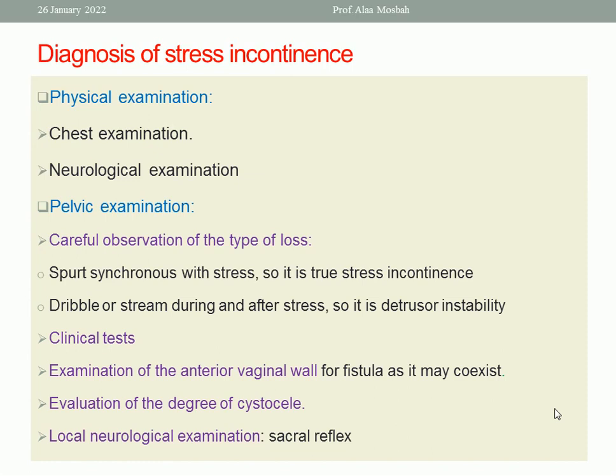Dribble or stream during and after stress denotes there is detrusor instability. Okay? To differentiate between both, some clinical tests may be needed, like Pony's test, Yusuf test, holding test and so on, and we will discuss them later on. Examine the anterior vaginal wall and try to exclude the presence of an associated fistula. Evaluate the degree of cystocele in cases with pelvic organ prolapse. Local neurological examination can be done like the sacral reflex.